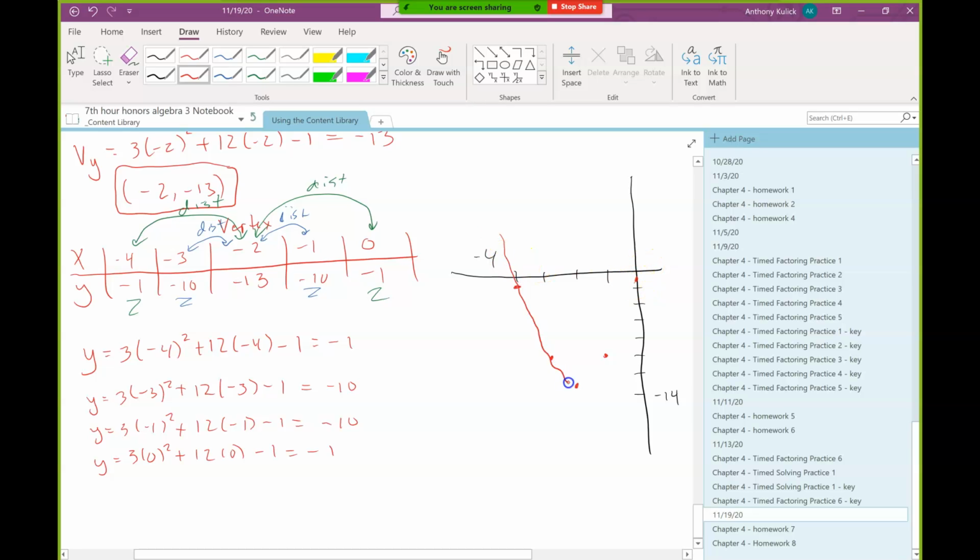So there's my graph. Again, when you're drawing your graph, make sure you draw it curved. Parabolas are curved, they're not straight lines, so don't draw it like it's a V. Try to make sure that you've drawn it so it's U-shaped.